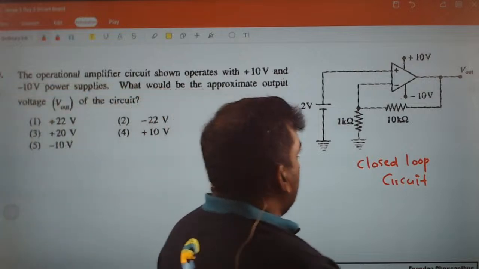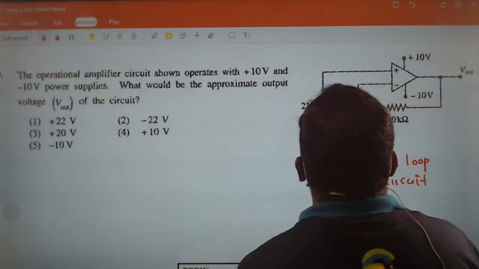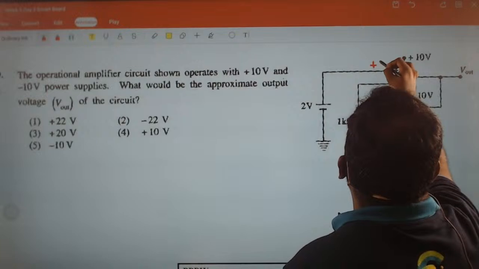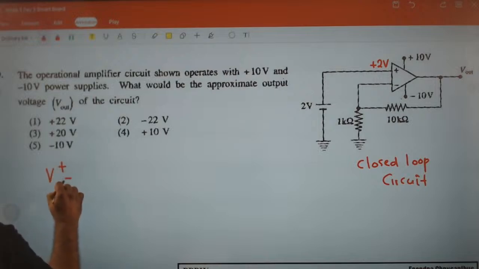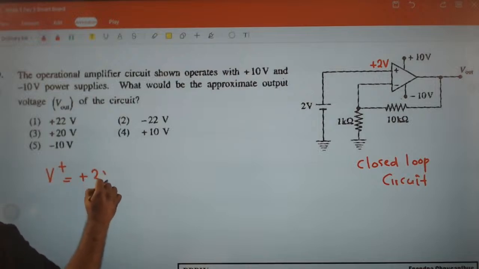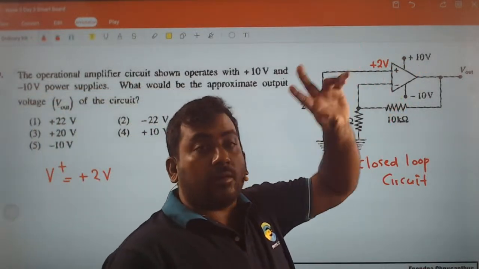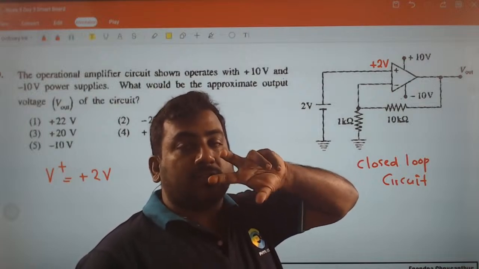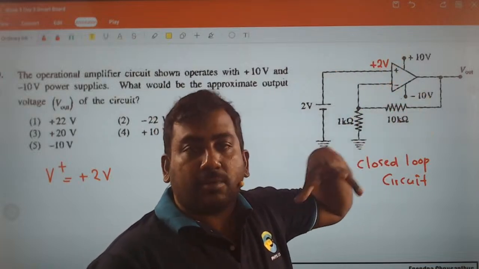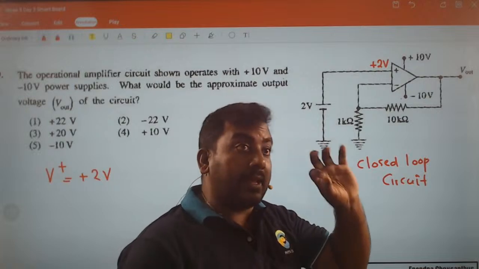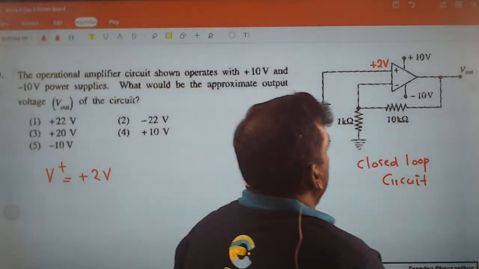Here supply voltages are there, so whatever happens, output can never be greater than the supply. Here V plus, the non-inverting input, is going to be plus 2 volts. Can current go into the op-amp input? No. Golden rule number 2: there is no input current. Input resistance is infinite, output resistance is negligible. So current can flow at the output, but input current can never take place. Next one, look carefully.